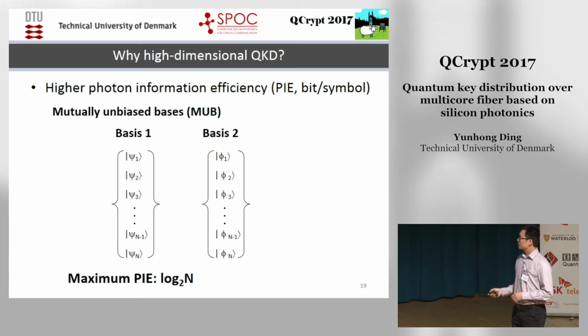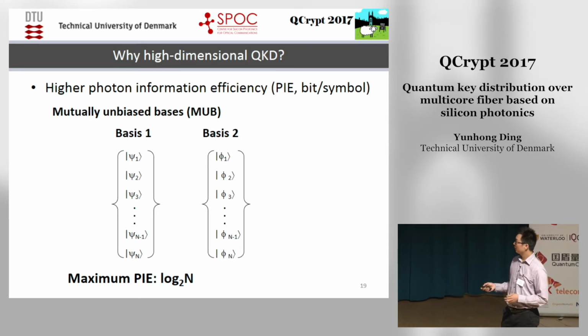And since we can transmit quantum states over multi-core fiber. Then the next question is why we would like to do high-dimensional quantum key distribution.